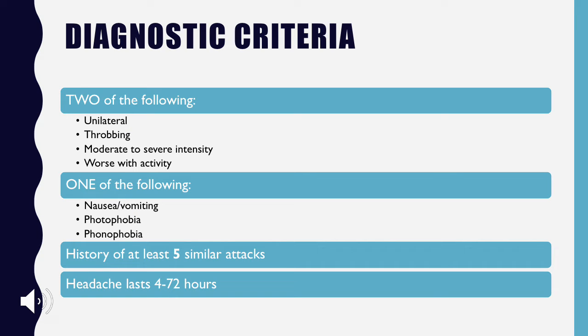The diagnosis of a migraine is a clinical diagnosis. Usually no lab work is required. This diagnostic criteria on this slide comes from the International Classification of Headache Disorders 3rd edition. So the patient should have 2 out of 4 of the following: one-sided in location, throbbing in quality, moderate to severe pain, or irritated by movement or activity. They should have at least one of the following during the headache: nausea or vomiting, photophobia, phonophobia, and the patient has experienced at least 5 attacks meeting the criteria above, and the headache lasts 4 to 72 hours.